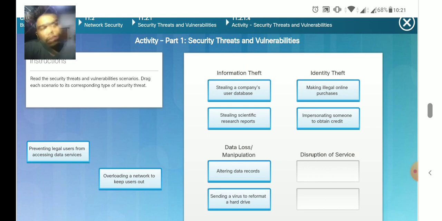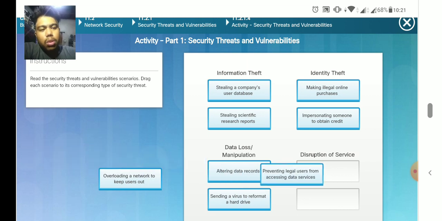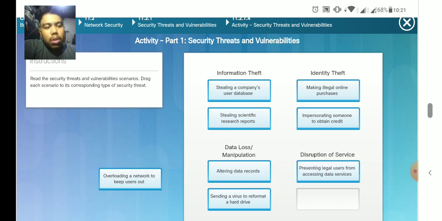So let's jump to the disruption of service. We have here preventing legal users from accessing data services. So it is somehow related to identity theft, because it is about legitimate users being prevented from accessing their own data services or their own data. It could be part of identity theft, but it's classified as disruption of service because it makes the users have trouble or hassle with their account access.